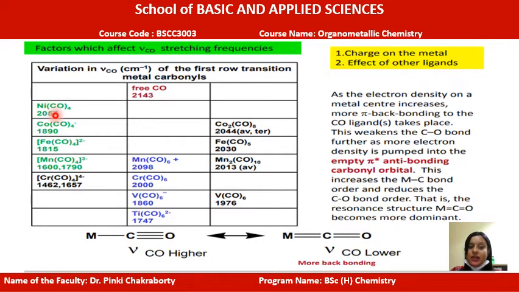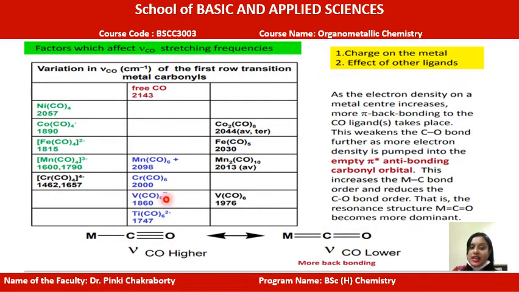See in the first column, as we move from nickel to cobalt to iron to manganese to chromium, the negative charge on the metal is increasing, and the electron density on the central metal is increasing. That means there will be more back donation. More back donation means the carbon oxygen bond strength will decrease and the metal carbon bond strength will increase. That means ultimately the frequency of the carbon oxygen bond is decreasing.